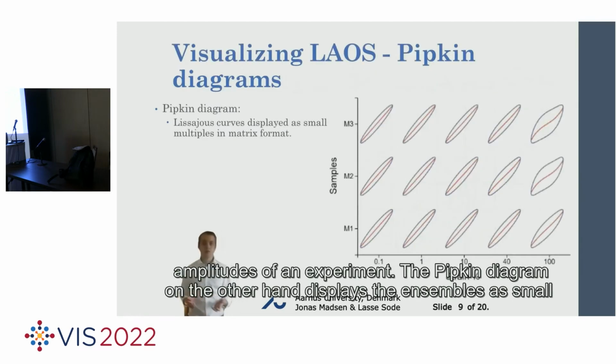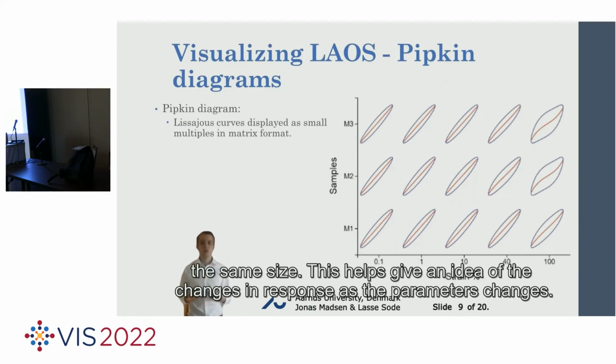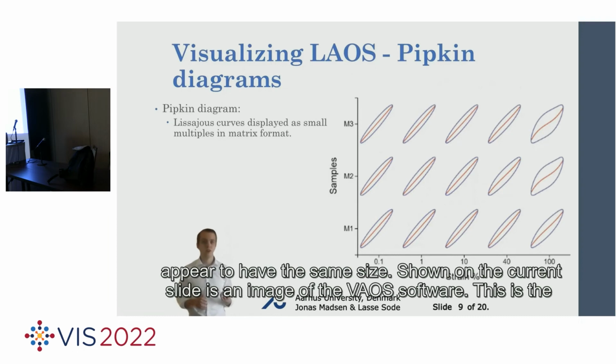The Pipkin diagram, on the other hand, displays the ensembles as small multiples in a matrix format. The scales of the curves are normalized so they all appear to have the same size. This helps give an idea of the changes in response as the parameters change. However, the sense of scale is lost. This is clearly shown in the diagram on the right, where all curves appear to have the same size.